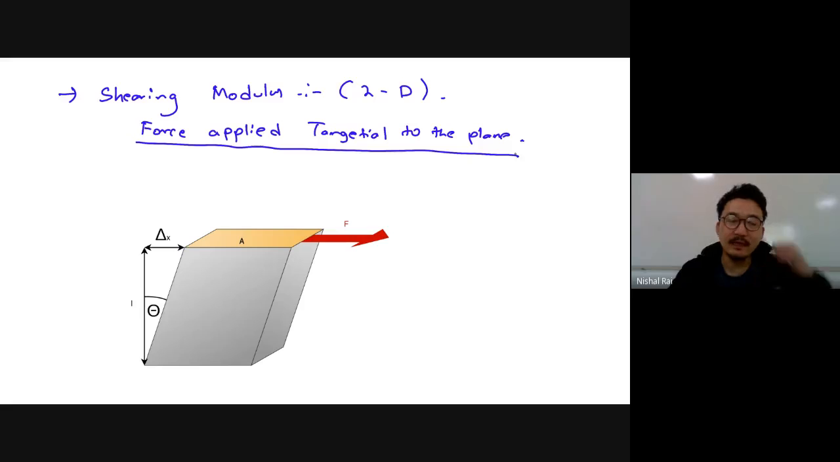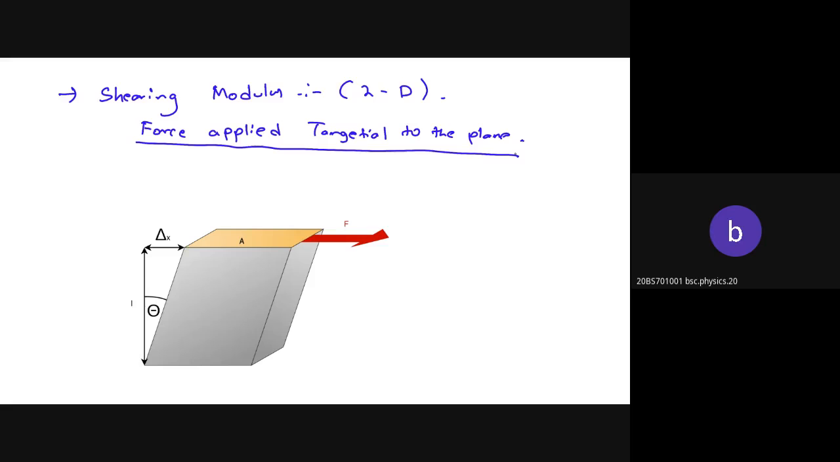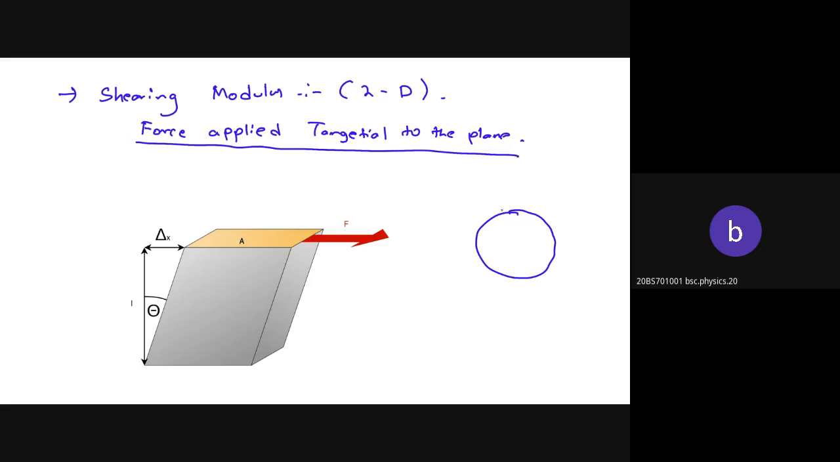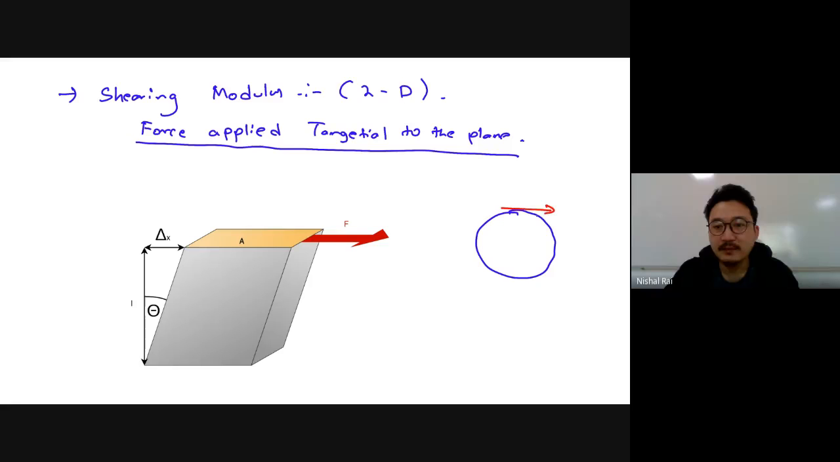Do you know what applying force tangentially means? Applying the force on the surface. On the surface. In a circle, let's consider this as a circle. Where will the tangential force be? How do we make a tangential force? Right on the surface, sir. It will be something like this. Always perpendicular to the radius. That is your tangential force.